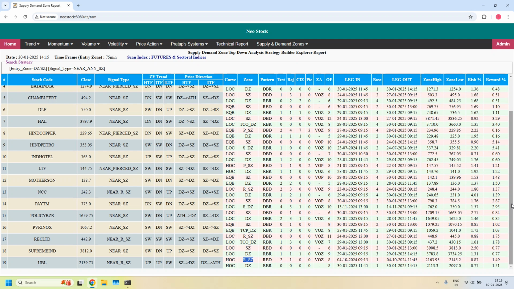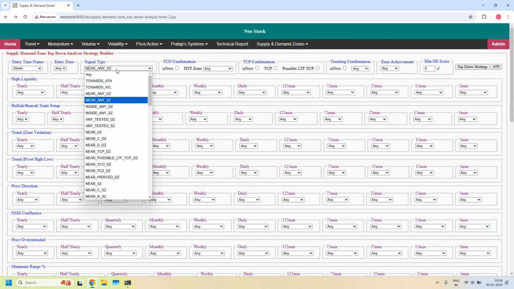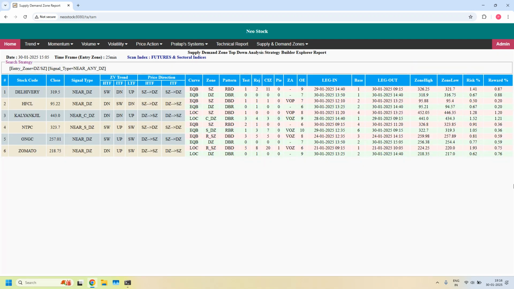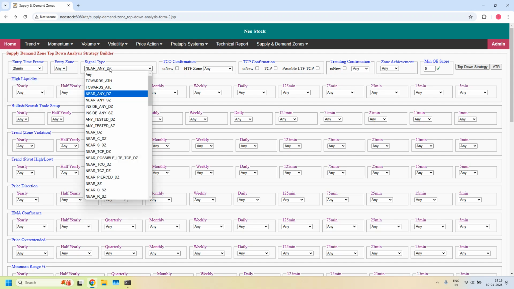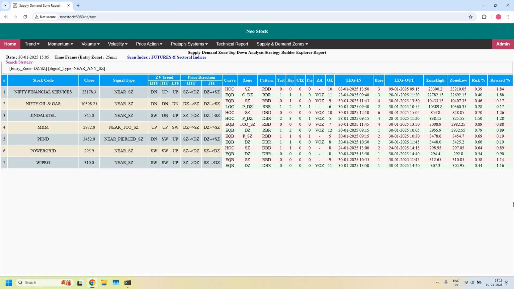Okay. So we identified daily and 75 minutes high liquidity zones. So the next time frame is 25 minutes. Stocks near 25 minutes demand zone. We got 6 stocks. Next 25 minutes time frame. Stocks near 25 minutes supply zone. We got 7 stocks.